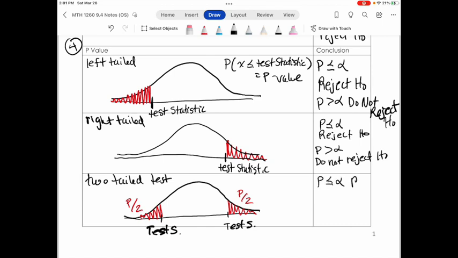And then again, when we look for that p-value, we're looking to see if that p-value is less than or equal to alpha, we're going to reject our null hypothesis. And if my p-value is greater than alpha, we're going to say do not reject the null hypothesis.